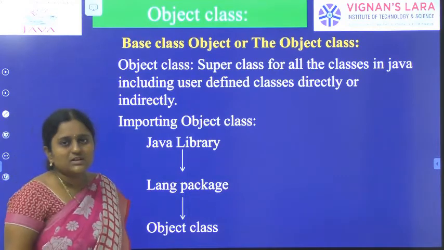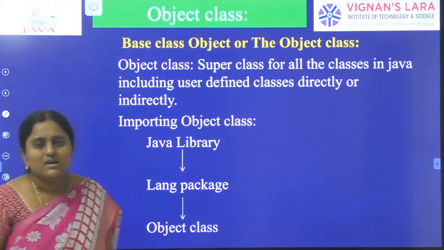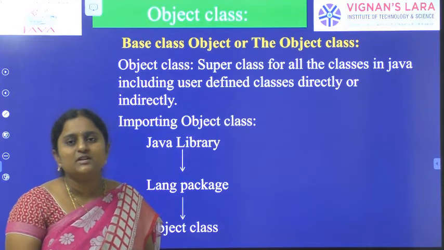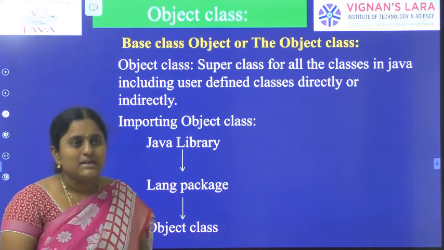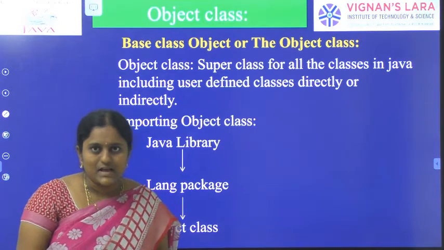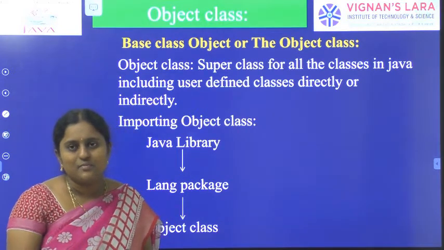Next concept, the Object class. In the inheritance relationship, Object is the superclass for every class. Suppose a class does not extend any other class, by default it extends the Object class.